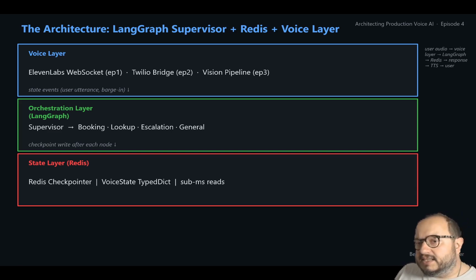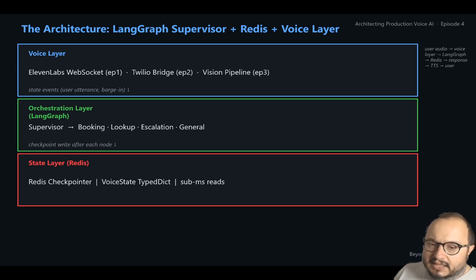The orchestration layer is LangGraph. The supervisor node is the top-level decision maker. It receives the user utterance, decides which subagent to delegate to, booking, lookup, escalation, or general conversation, and assembles the response. The supervisor reads from and writes to the shared voice state. The state layer is Redis. LangGraph's checkpoint interface connects to Redis, storing the full voice state after every node transition. The voice state is a typed dictionary containing the current utterance, the turn history, in-flight tasks, and the checkpoint ID from the last completed turn. Voice state loads in under a millisecond even for long conversation histories.